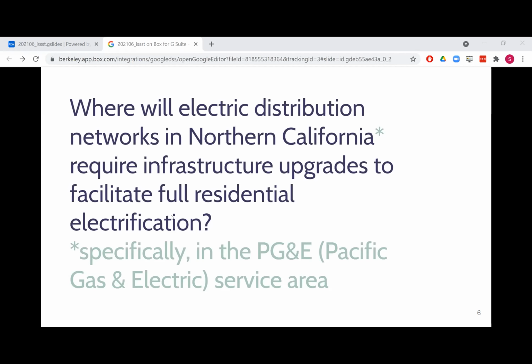So PG&E covers most of Northern California. There are parts served by municipal utilities or other small utilities. It has 4 to 5 million gas and electric customers, and electric heating is increasingly common in this area, particularly in multifamily buildings. This project simulates 100% residential electrification, so a full transition from gas to electric heating. This is an ambitious goal, but it is also a goal that's been set in climate action planning by municipalities as well as counties in this area.